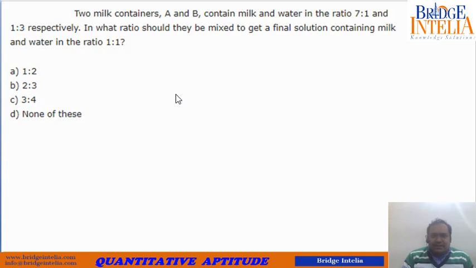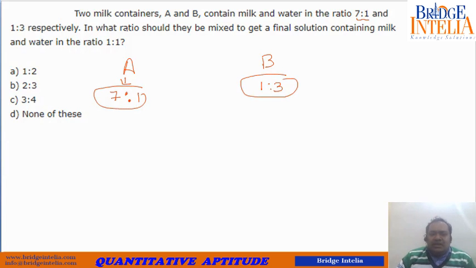Now let's see this one. Two milk containers A and B. So two milk containers, so let's name them A and B. So they contain milk and water in the ratio 7:1. So this one contains milk and water in the ratio 7:1, and the second container contains them in the ratio 1:3. What is the question? In what ratio should they be mixed to get a final solution containing milk and water in the ratio 1:1? So this is the question.